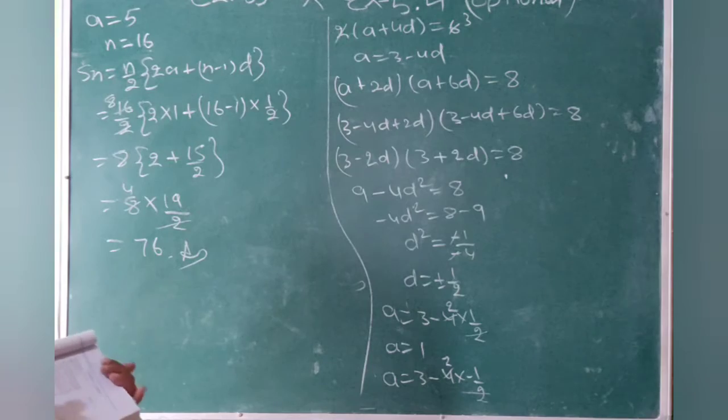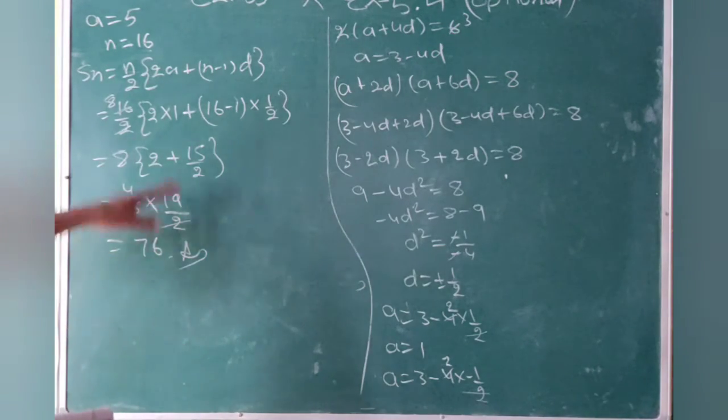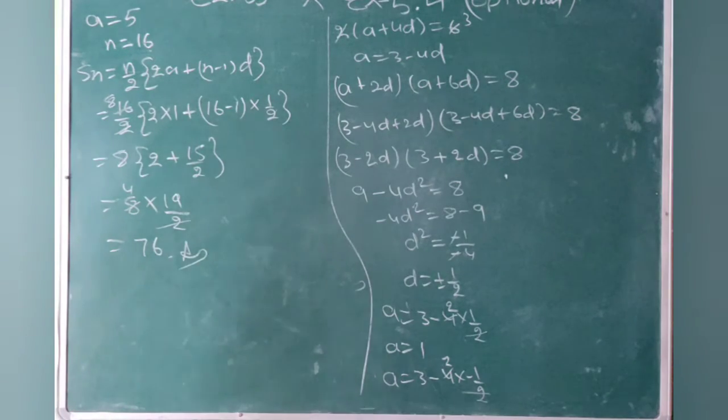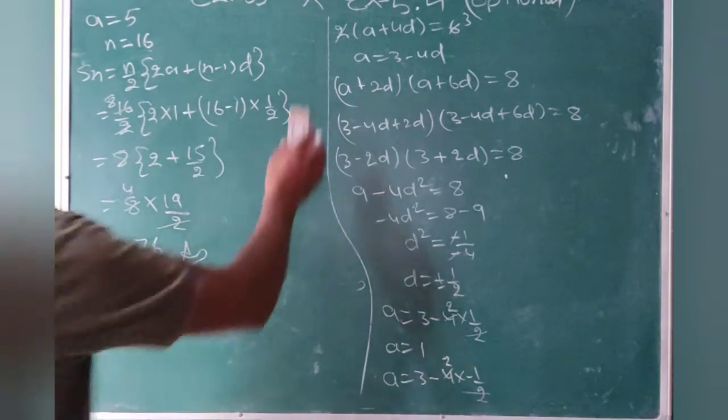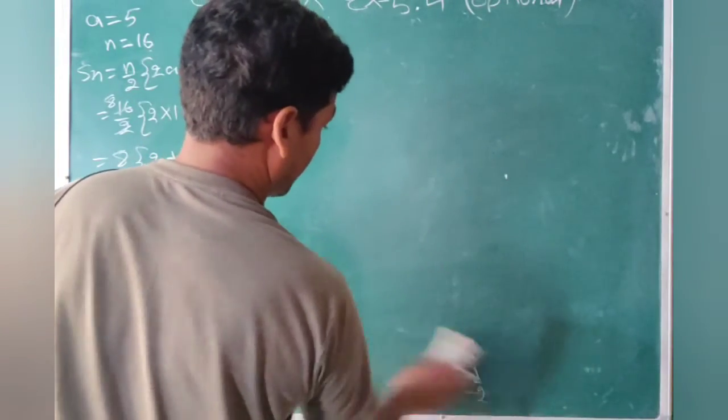And when you apply the other values of d and a, your answer will become the same, like different values but the same formula. And then question number 4. Question number 4 is just a difficult type of question.